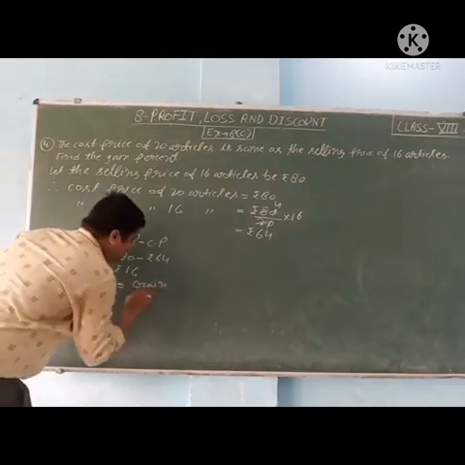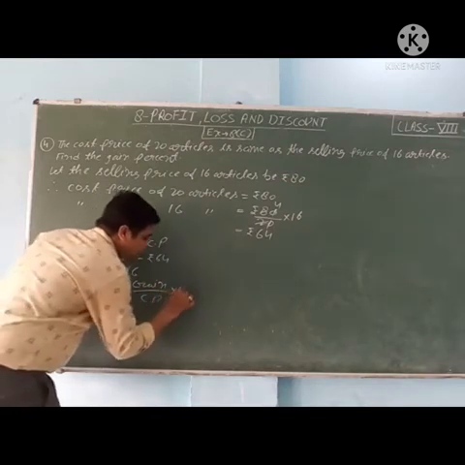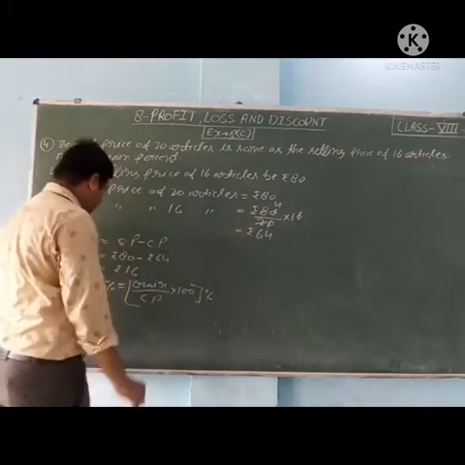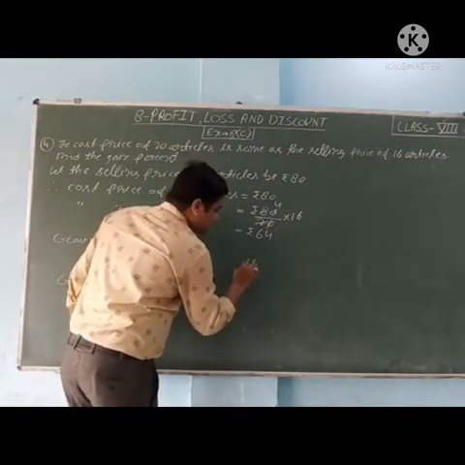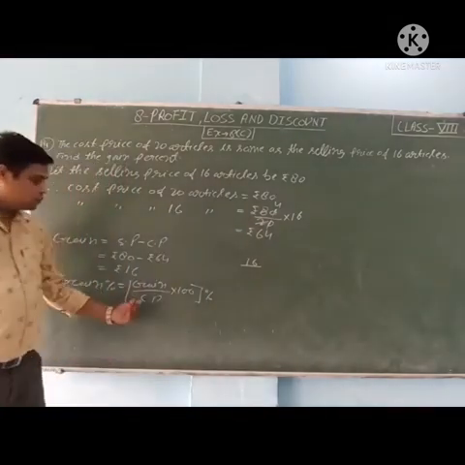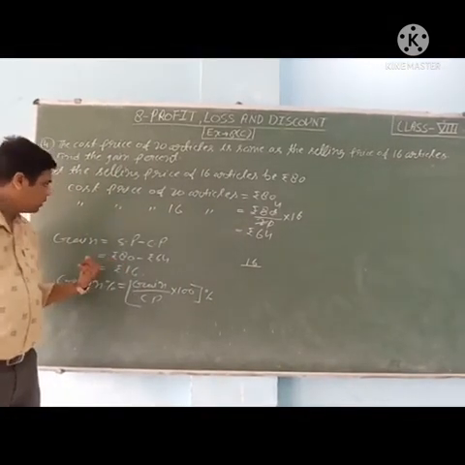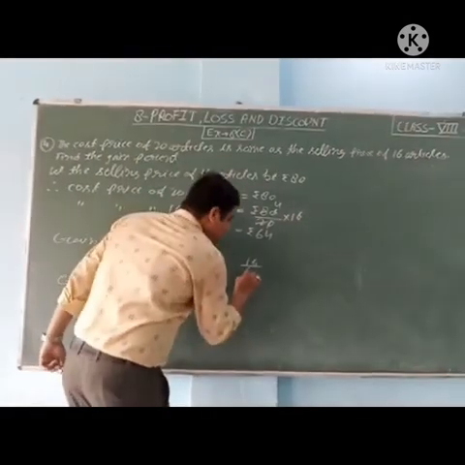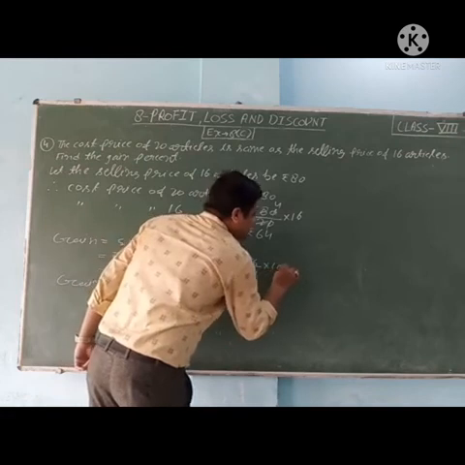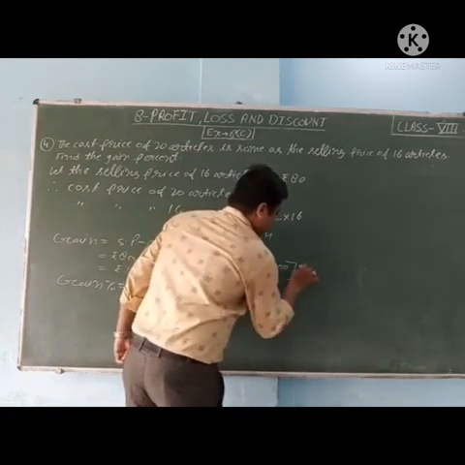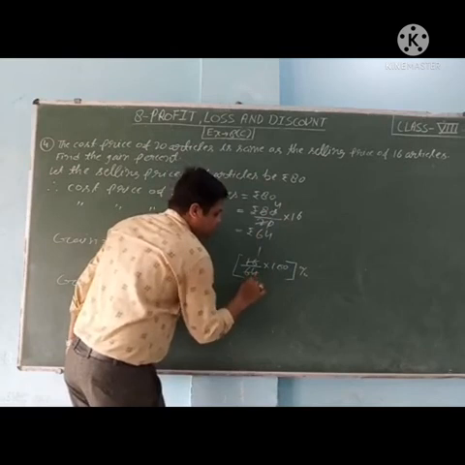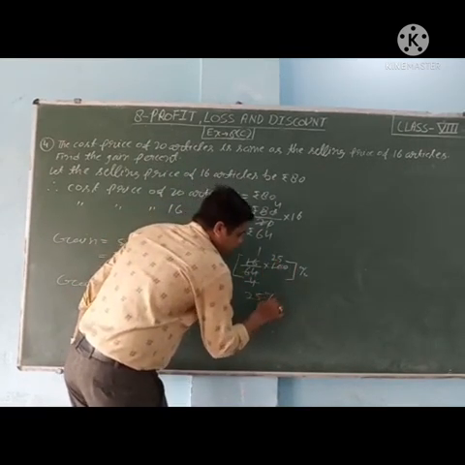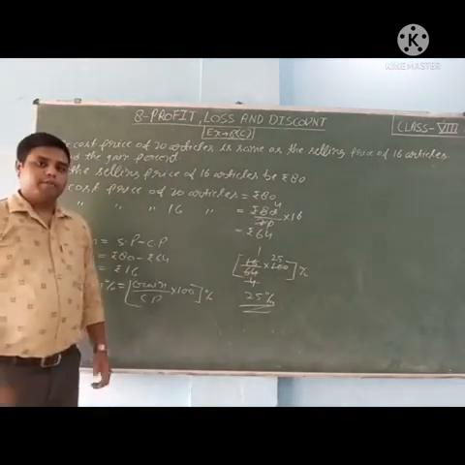So gain percent is equal to gain upon CP into 100%. So after putting the values, what are we getting? See, gain is 16 upon CP. We must put the CP of 16 articles. So CP of 16 articles is equal to 64, multiplied by 100%. So 16 into 4 is 64, and 4 into 25 is 100. So gain percent is coming 25%.